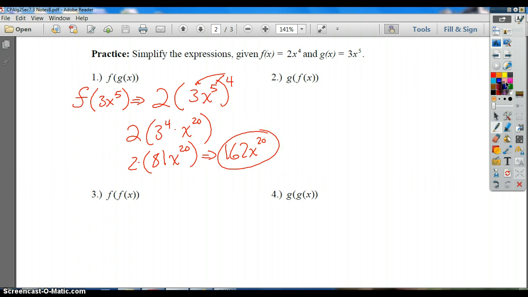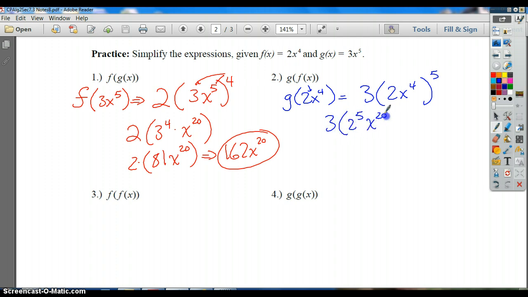Okay. So let's jump to 2 here with g of f of x. So g of x stays. I'm going to put 2x to the 4th in for f of x. So that's this. Now I'm going to rewrite g of x. This is 3 blank to the 5th. I put in my 2x to the 4th here. And I go through basically the order of operations. 2 to the 5th, x to the 20th. Okay. 2 to the 5th is 32, so this is basically 96 x.